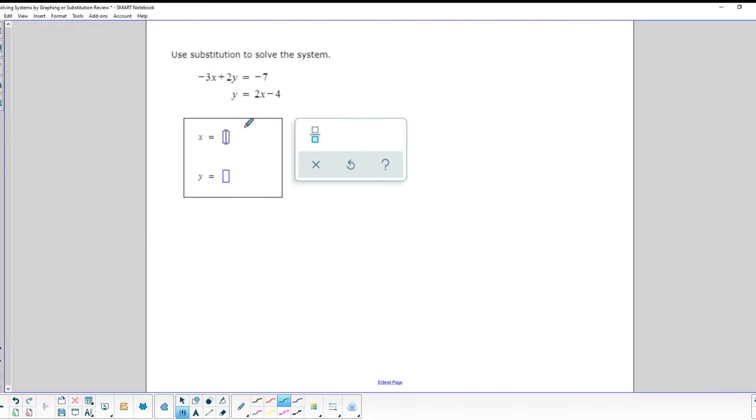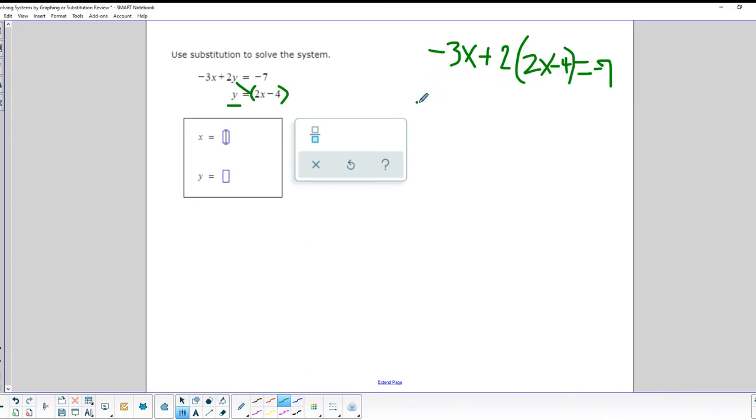Here is another system, and we're going to use substitution to solve this one as well. So we've got -3x plus 2y equals -7, and in the second one, we have an equation that is solved for y. So we're going to substitute what it says y is into the other equation for y. So we'll end up with -3x plus 2 parentheses 2x minus 4 as we make our substitution equals -7.